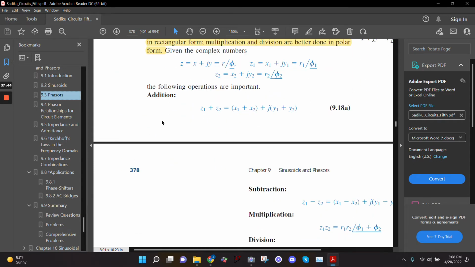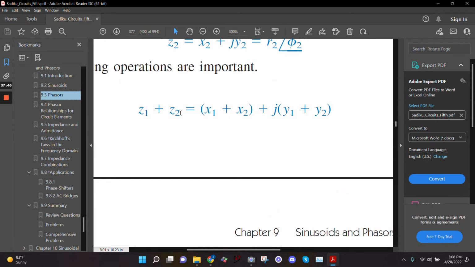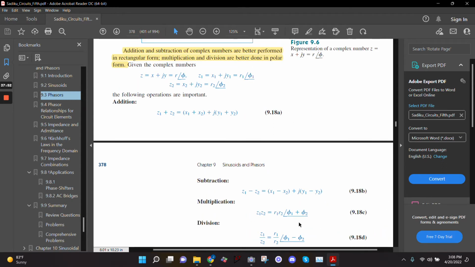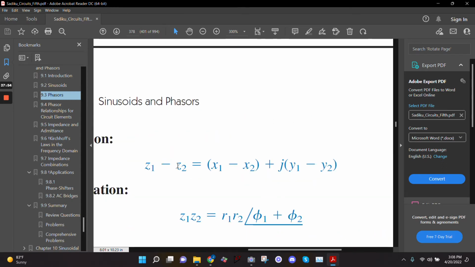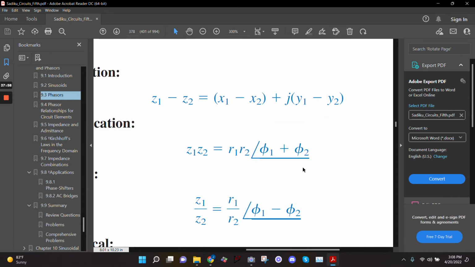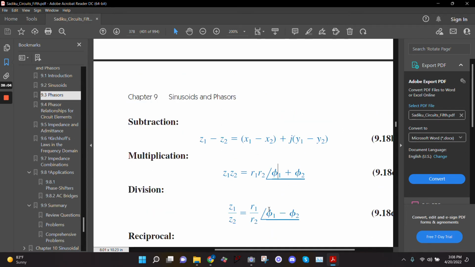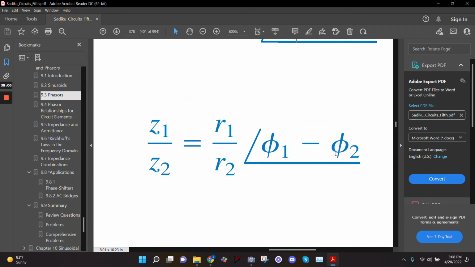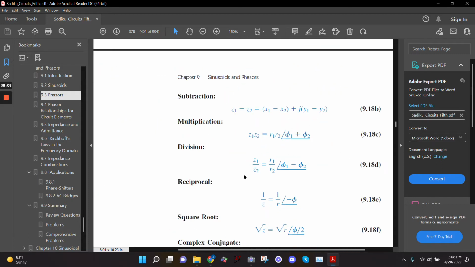But, so you see here, if I take two complex numbers and add them, you add their real parts, you add their imaginary parts. That's exactly what I was talking about. If you want to do subtraction, it's the same thing. Okay? You subtract their imaginary parts and their real parts. Okay? Multiplication, you just multiply their two magnitudes and you add their two phases. Okay? Division, you divide their magnitudes and you subtract their phases.